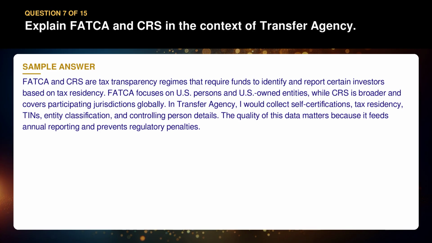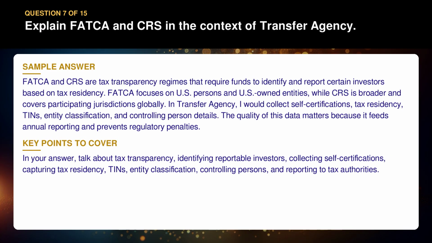In transfer agency, I would collect self-certifications, tax residency, TINs, entity classification, and controlling person details. The quality of this data matters because it feeds annual reporting and prevents regulatory penalties. In your answer, talk about tax transparency, identifying reportable investors, collecting self-certifications, capturing tax residency, TINs, entity classification, controlling persons, and reporting to tax authorities.